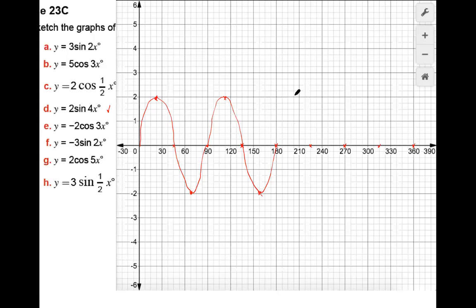And halfway through, you would get to 2. Halfway through, you would get to -2. Again, here 2, and here -2. And then you just go up and down for your third one, and then up and down again to do your fourth one. Okay, and that would be y equals 2 sine 4x drawn between 0 and 360 degrees.